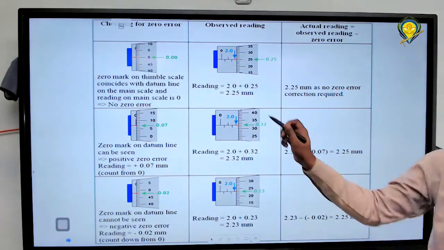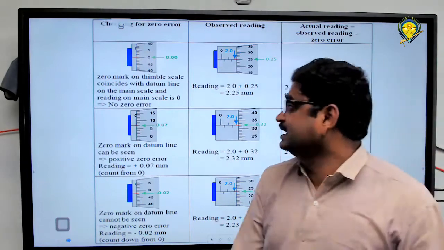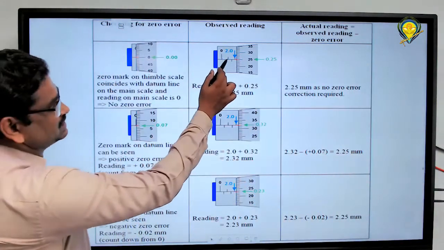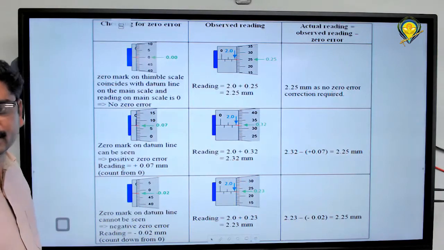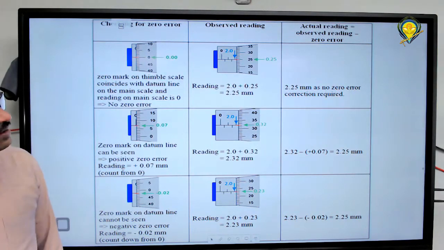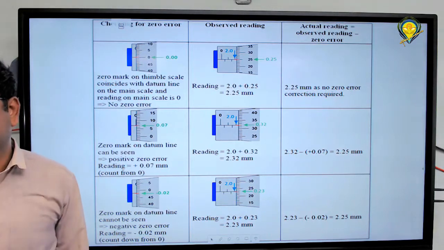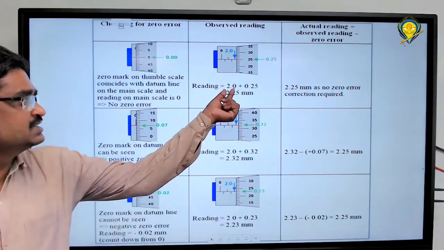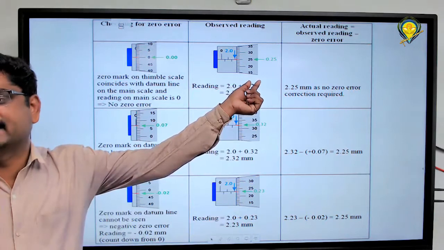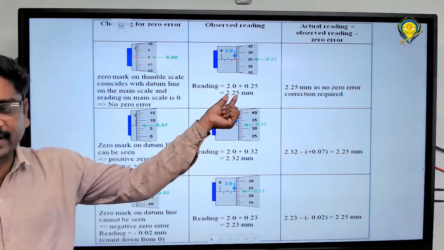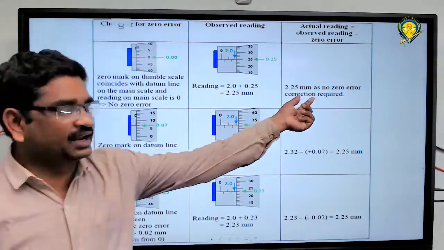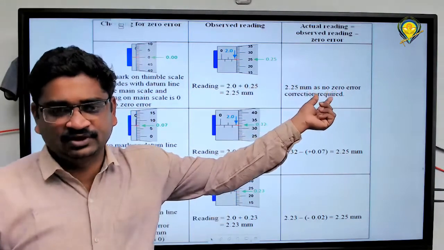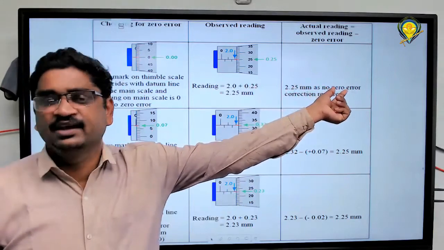Now measure the total value. What is the main scale reading? Main scale reading is 2. This is the first line, this is the second line, so the second line is visible. So 2 is the main scale reading. Next, the circular scale reading is 25. Multiply that with the least count. The least count: 100 divisions, 1 mm, so 0.01. Total is main scale reading plus least count into circular scale reading, 0.25. So 2.25 is the answer. If there is an error, we need to add or subtract it. Since there is no error, we can take that value directly as the final answer.